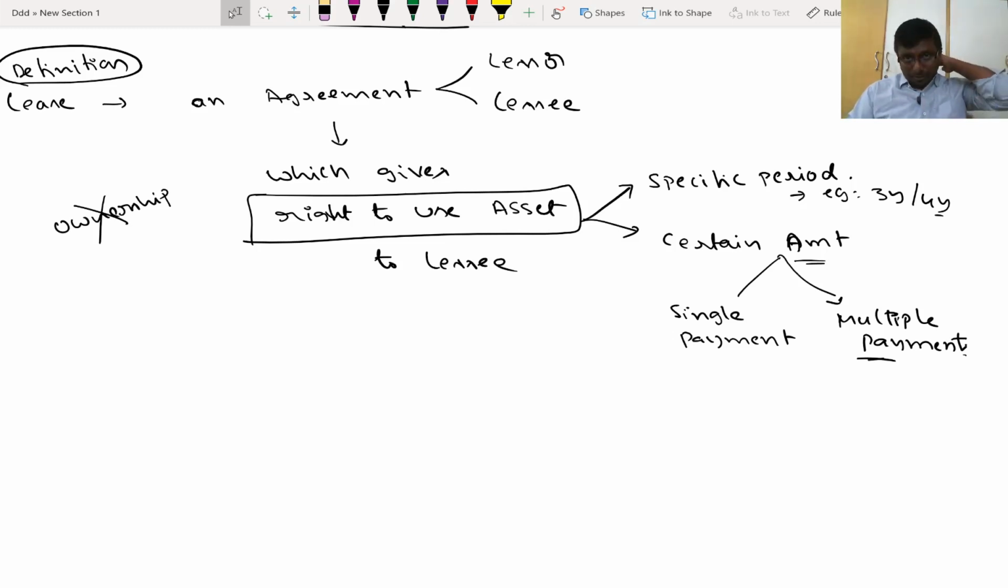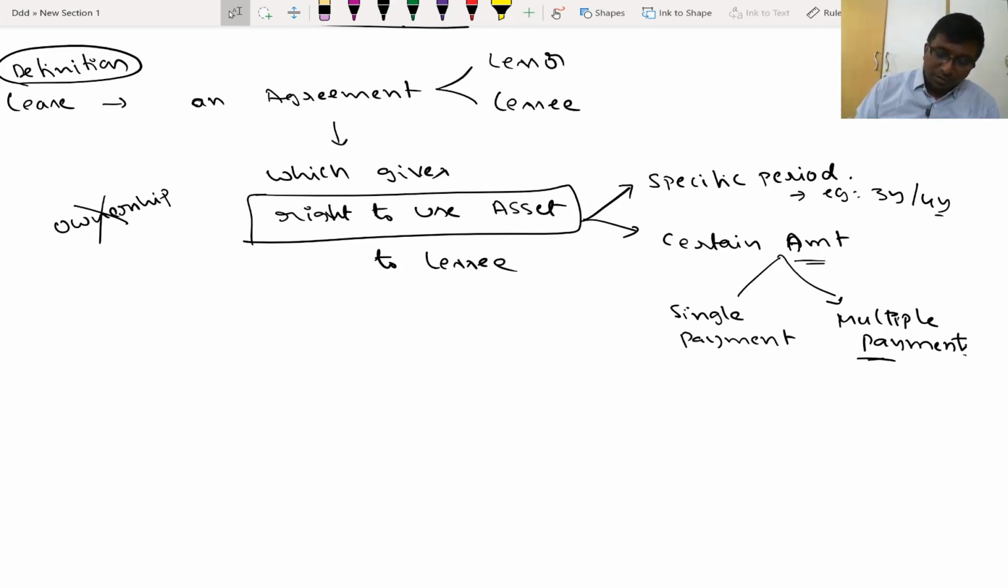Okay, first, what is this? Lease is an agreement. Agreement between lessor and lessee. Who is lessor? Lessor is the basic owner, he is the one who has got the asset. In the agreement, what will be written? Lessee is going to get the right to use the asset, for a specific period and for the amount. That is the small definition given.